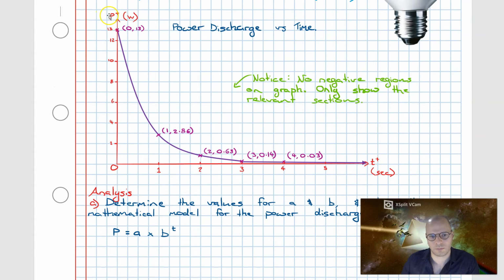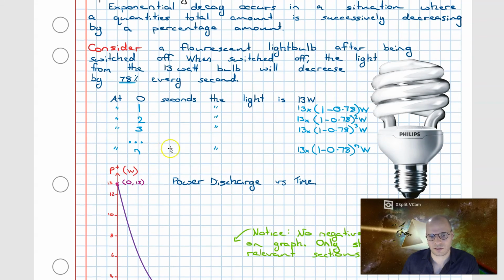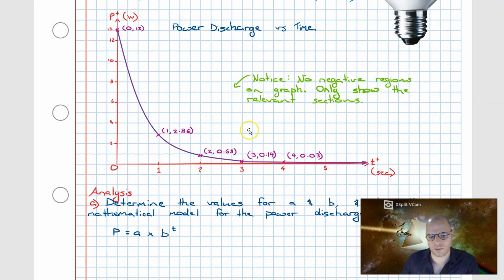P coming from the power output, T coming from the time. Now to do this, we're going to use a mixture of observing the information given in the question as well as pulling values from our graph.